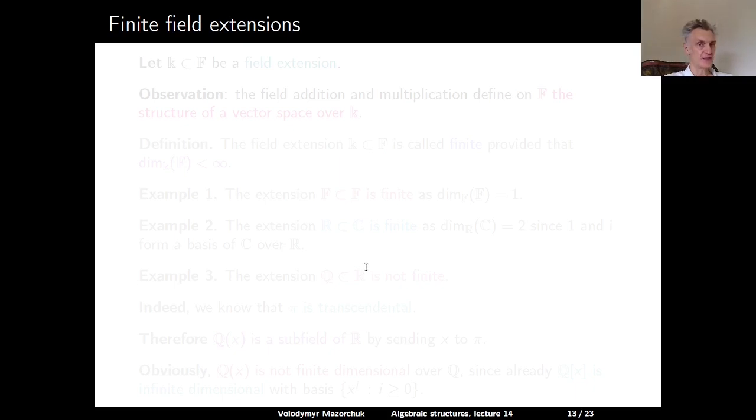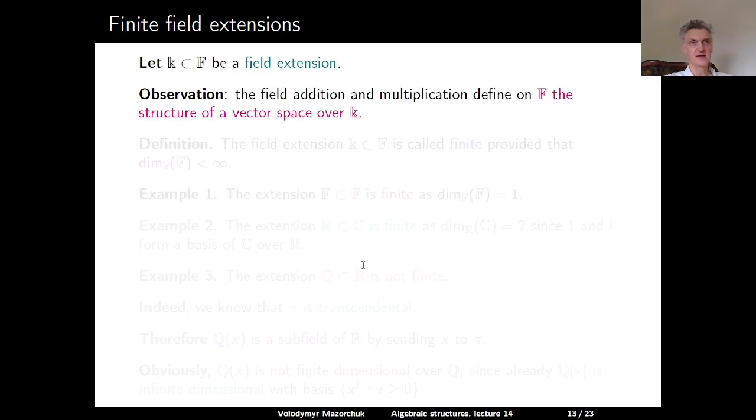Next, let us talk about finite field extensions. Let K inside F be a field extension. Let us observe that the operations of addition and multiplication of elements in F define on F the structure of a vector space over K. So since we can add elements in F, it's a group with respect to addition, and we can multiply elements of F with elements in K due to multiplication, and we have distributivity. So a bigger field is always a vector space over a smaller field.